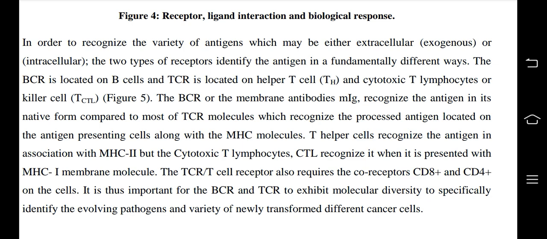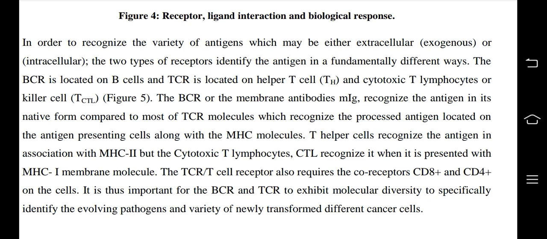The BCR or the membrane antibodies, mIg, recognize the antigen in its native form, compared to most TCR molecules, which recognize the processed antigen located on the antigen presenting cells along with the MHC molecule. T helper cells recognize the antigen in association with MHC2, but the cytotoxic T lymphocytes, CTL, recognize it presented with the MHC1 membrane molecule.